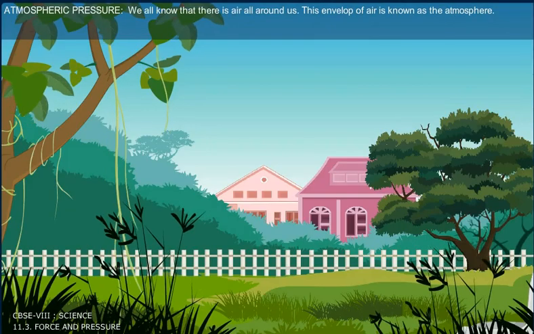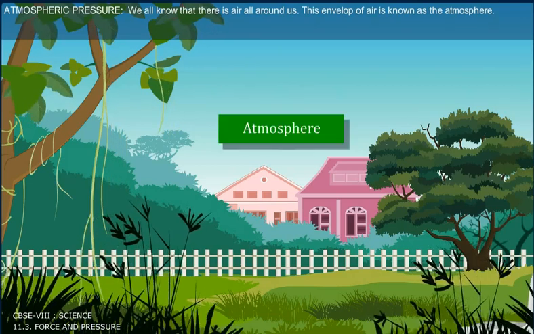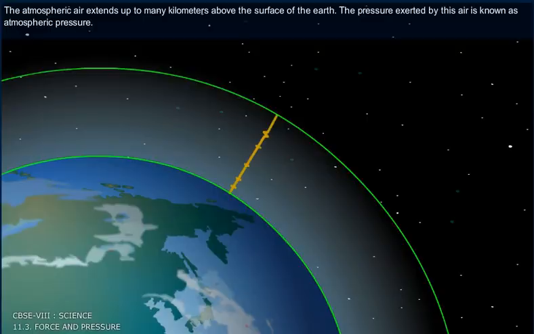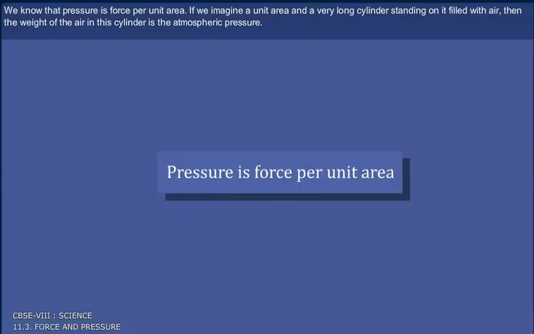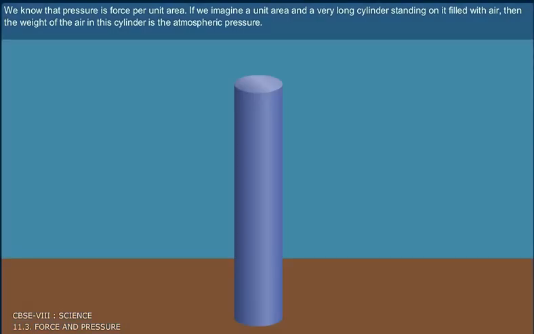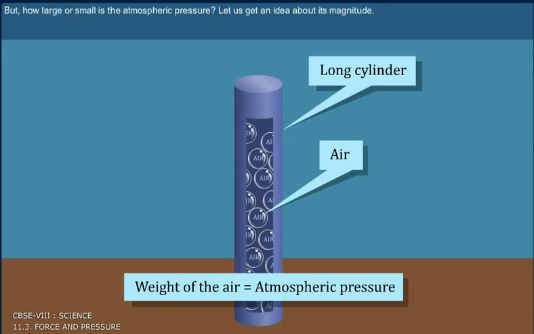Atmospheric pressure. We all know that there is air all around us. This envelope of air is known as the atmosphere. The atmospheric air extends up to many kilometers above the surface of the earth. The pressure exerted by this air is known as atmospheric pressure. We know that pressure is force per unit area. If we imagine a unit area and a very long cylinder standing on it filled with air, then the weight of the air in this cylinder is the atmospheric pressure. But how large or small is the atmospheric pressure? Let us get an idea about its magnitude.